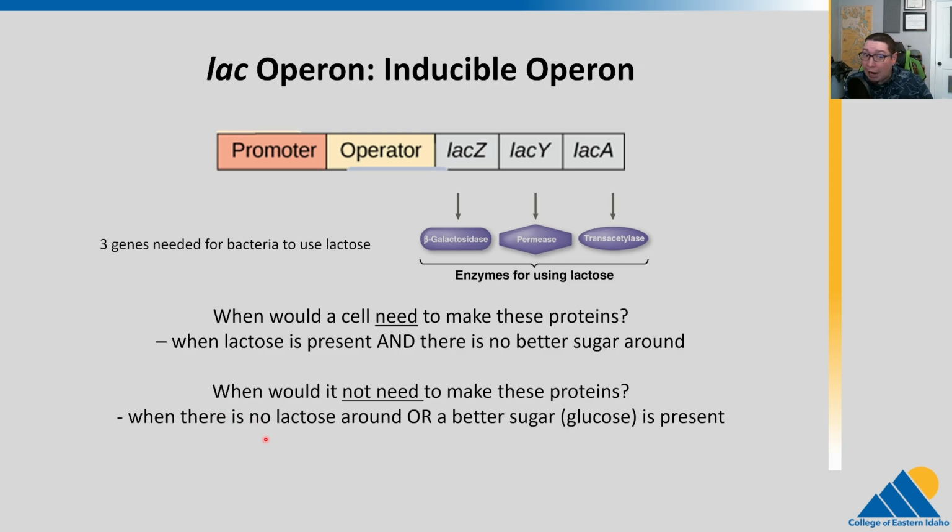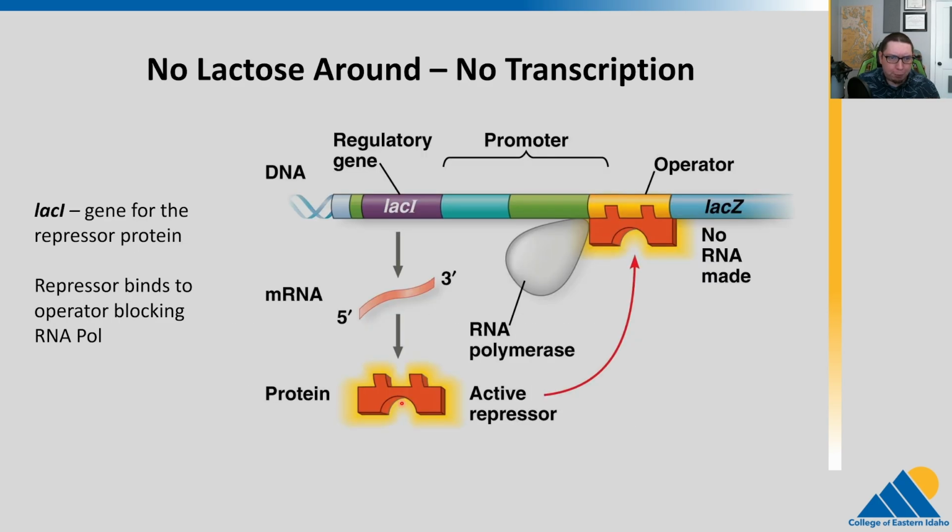So even if there was lactose around, as long as there's glucose around, we don't need to make these, right? We'll just use the glucose. All right, so let's break this down into our sensor idea again. Well, what do we need to sense here? Well, we need to sense the presence of lactose, and we need to sense the presence of a better sugar, like glucose. So we're going to need two sensors here. So twice as complicated as the operon, right? It's two things now.